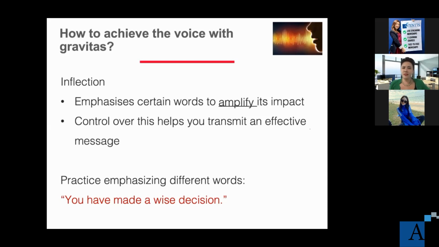You have made a wise decision. There's no impact, there's no power. But let's focus on you. You have made a wise decision. If I focus on "made": you have made a wise decision. If I focus on "decision": you have made a wise decision. See, when I focus on different nouns or different adjectives, it creates a different emphasis. So words are powerful, but the way you say it can influence people.